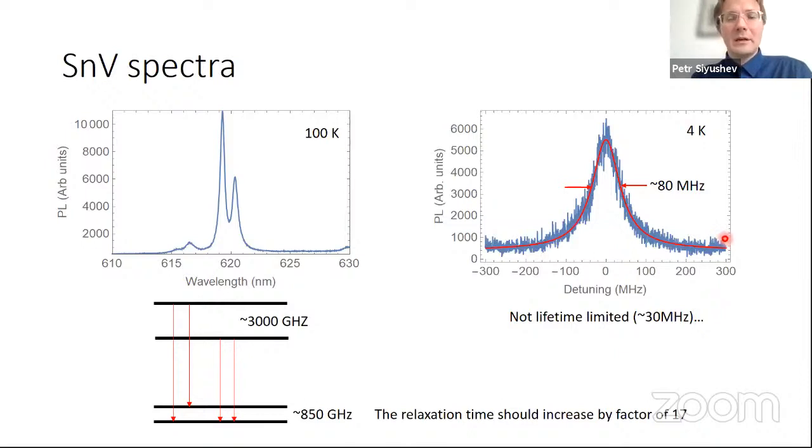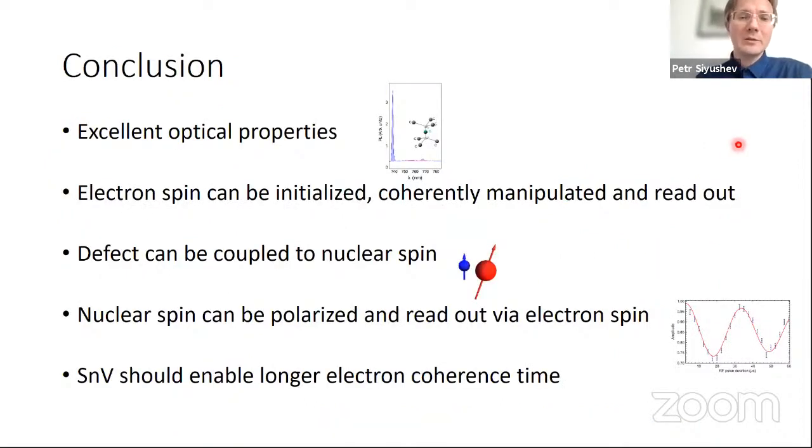So with this, I came to the conclusion. I hope I convinced you that group 4 elements have very nice optical properties, and the system can be easily initialized, coherently controlled, manipulated and read out. And the nuclear spin can be used as an efficient quantum memory. However, we still need to increase the electron coherence time, and then we will be able to build the quantum repeater node at the temperatures of helium-4 cryostats and not go to the millikelvin range.